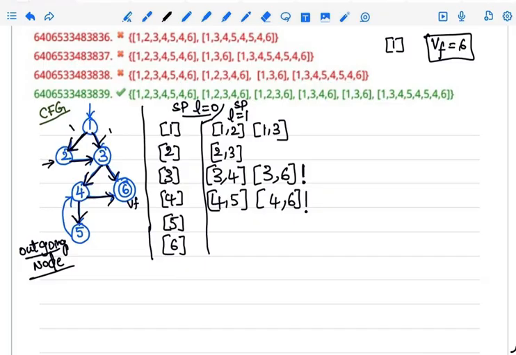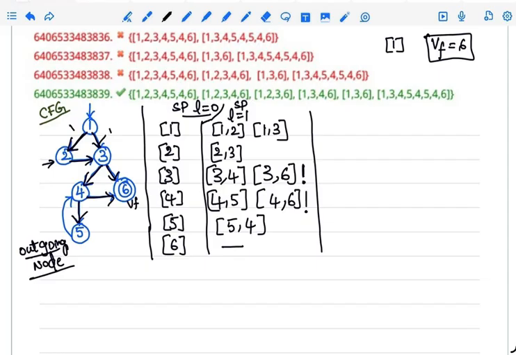Next, at node 5, there is only one, 5 to 4. And node 6 has no outgoing edges because it is the final vertex, so there are no simple paths starting with vertex 6.